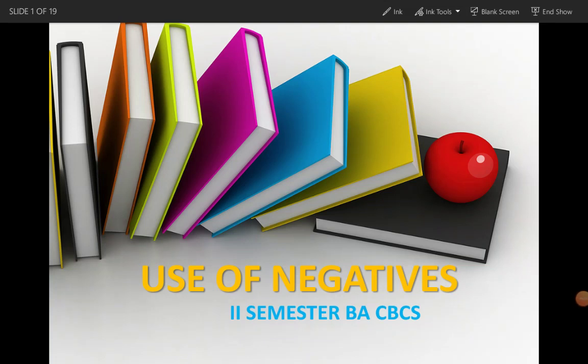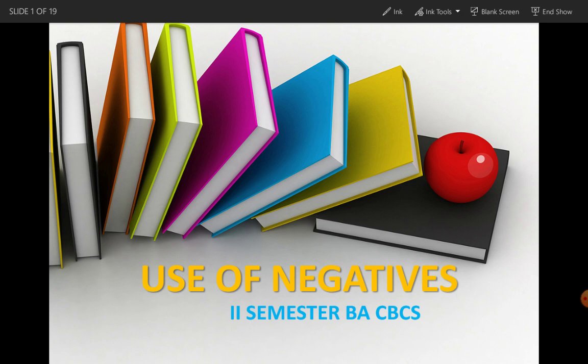Hello students, let us revise a very easy topic from your grammar section, which is use of negatives. Use of negatives section carries 4 marks. You will have 4 sentences carrying 1 mark each. You are supposed to change them to negative sentences or positive sentences as directed.